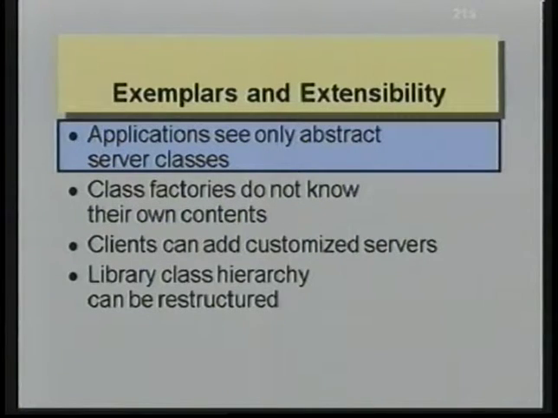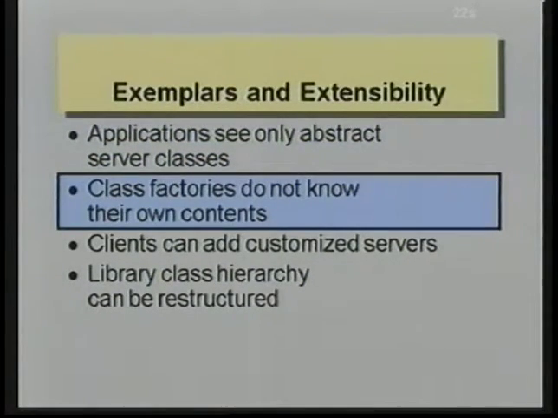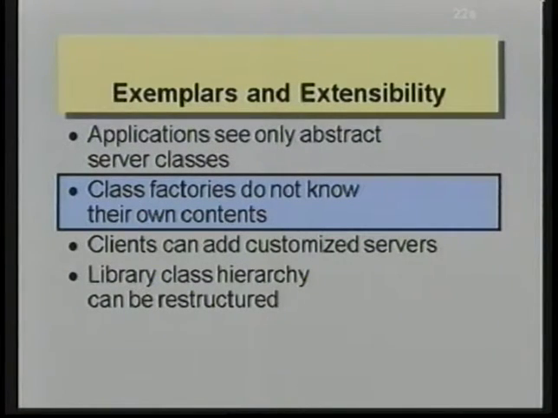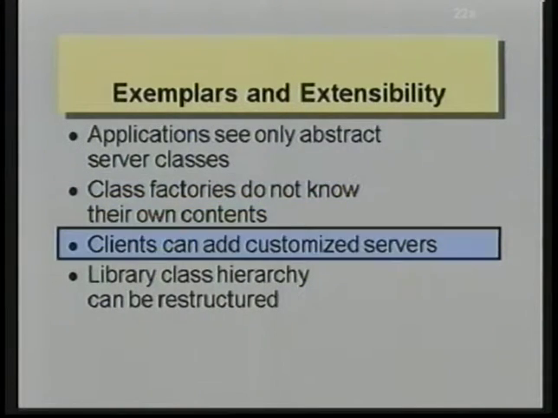So I want to discuss now some of the advantages of this exemplar-based approach. First of all, the applications see only the abstract factory classes. They don't see the particular implementation classes. So again, that dependency is removed. Furthermore, the class factories don't need to know their own contents. The factory could have additional server classes derived from it in the future, and they can be automatically added into the factory just by appending their exemplar to the exemplar list.